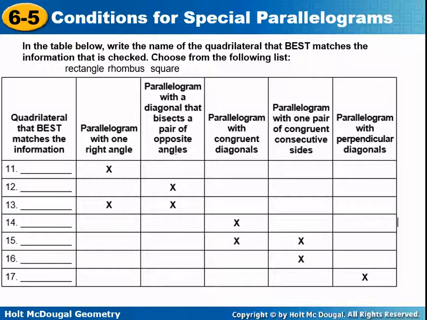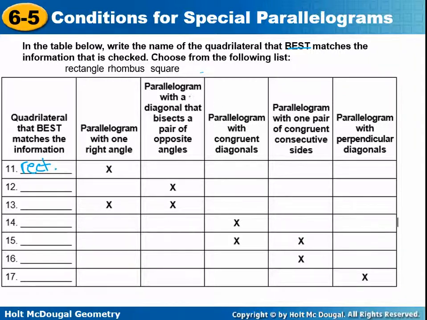All right, now this is part of your worksheet. If you're watching this video, you'll get a little sneak peek. It says, write the name of the quadrilateral that best matches the information. You can choose from rectangle, rhombus, or square. They're all parallelograms. You want to choose the most specific answer you can. So if it's a parallelogram with one right angle, does it have to be a square? No, because in order to be a square, we also need to know that the sides have equal lengths, and we don't have enough for that. But we do know that it's a rectangle.